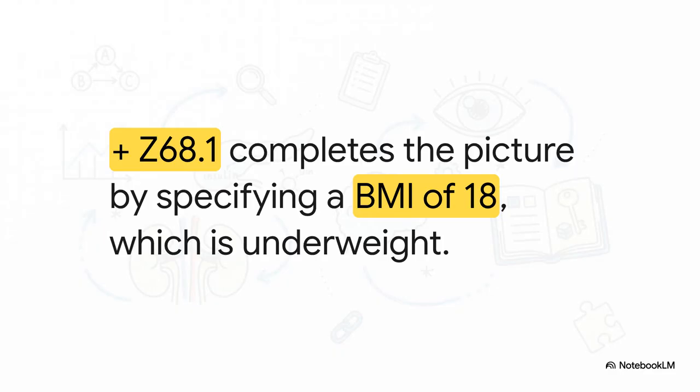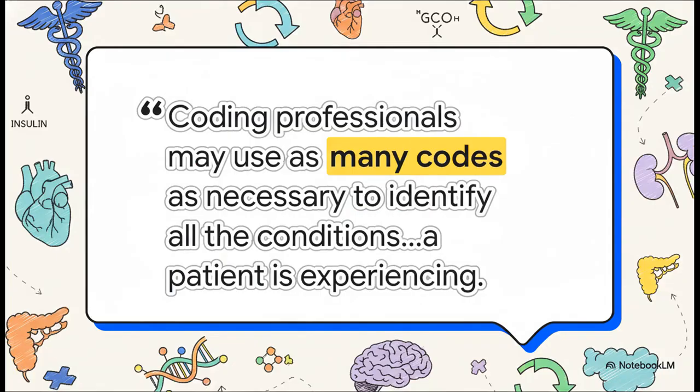And finally, we add that key data point. Just like we saw with obesity, we have to code the BMI. Z68.1 represents a BMI that's 19.9 or less, which is categorized as underweight. Now, with these three codes together, we have painted a complete, accurate, and incredibly detailed picture of what's going on with this patient. And that really brings us to the ultimate takeaway from this chapter.